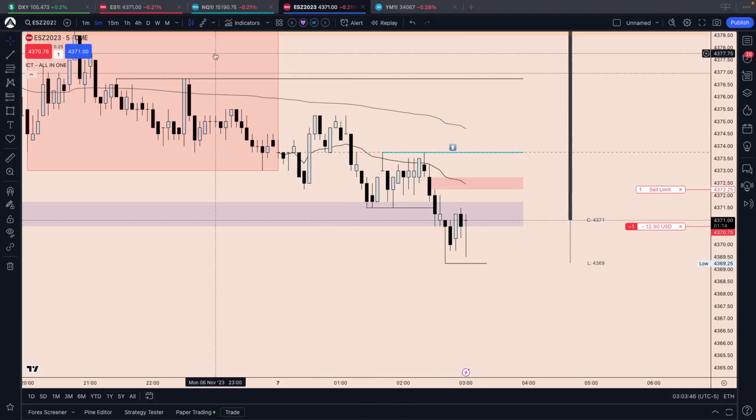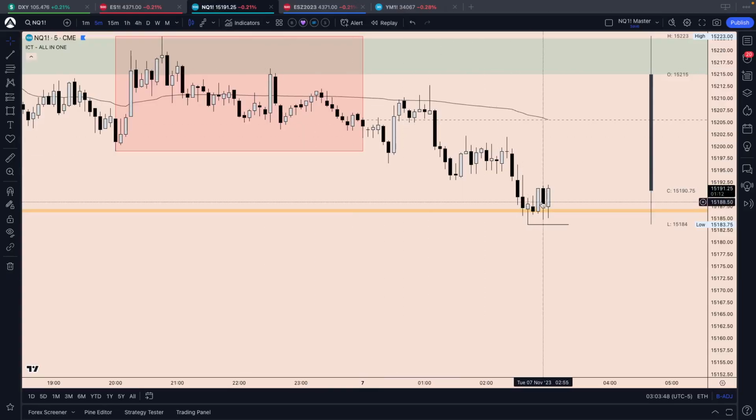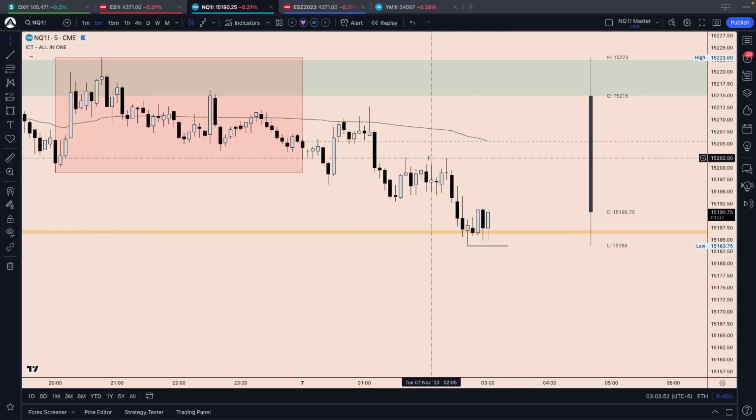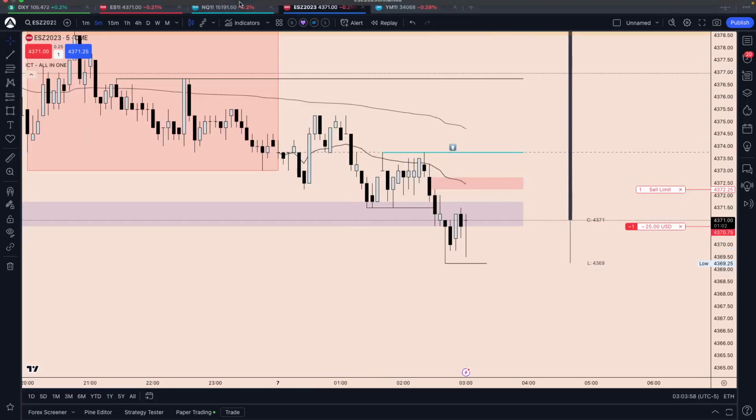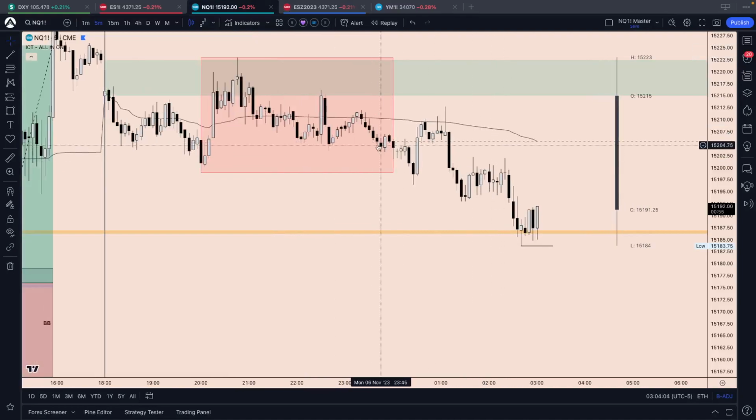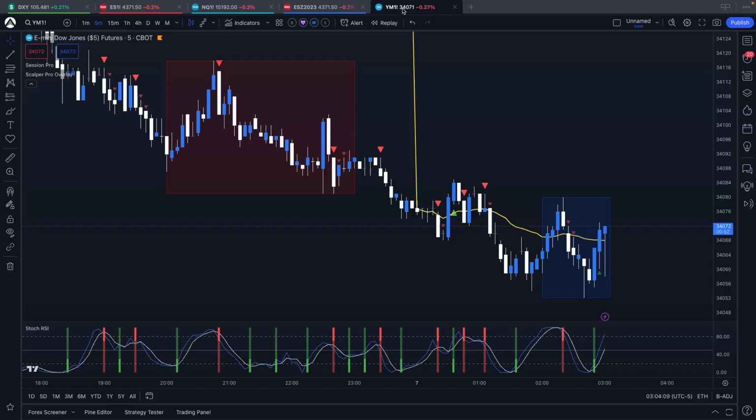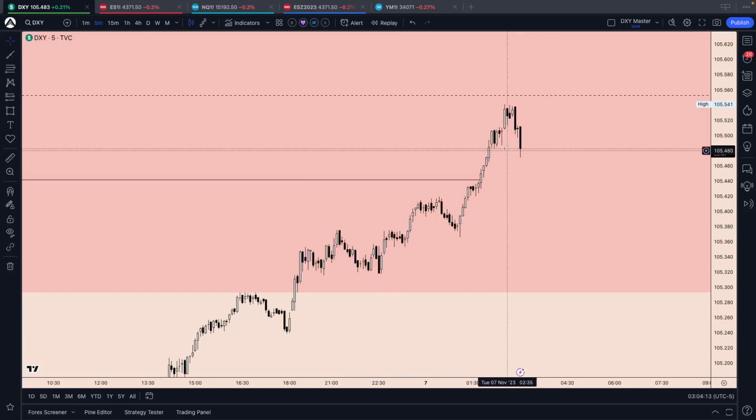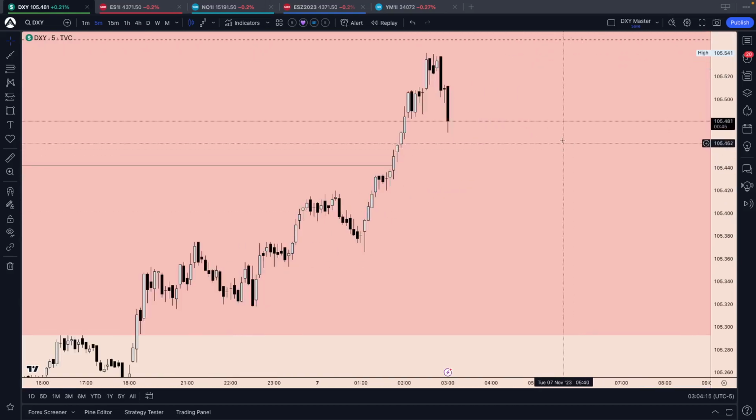Right, London open being indecisive as of now. NQ is pushing. Market structure would come in on these relative equal highs right here. Exactly the same on ES, aligned with the midnight level on NQ as well. Now, the midnight level is a little bit higher on NQ. Yeah. YM is pushing. The DXY. Let's wait for the candle to close.